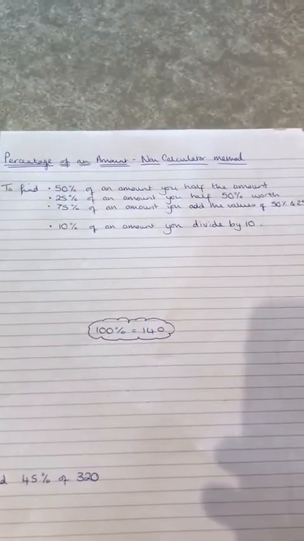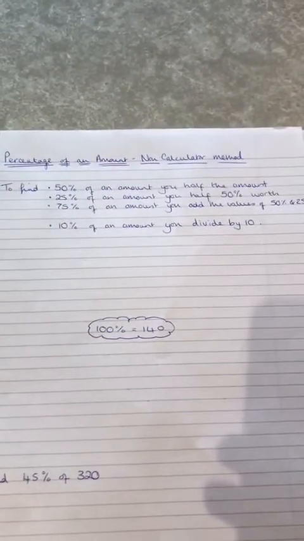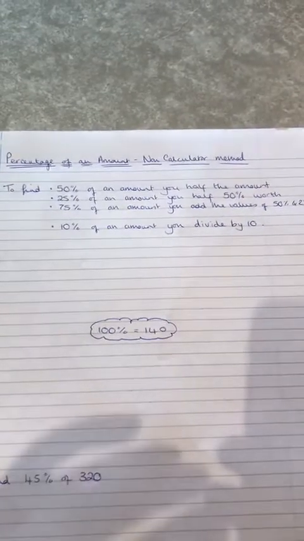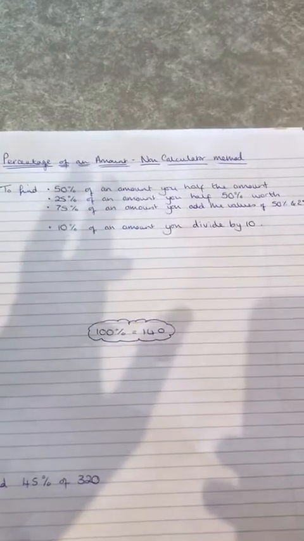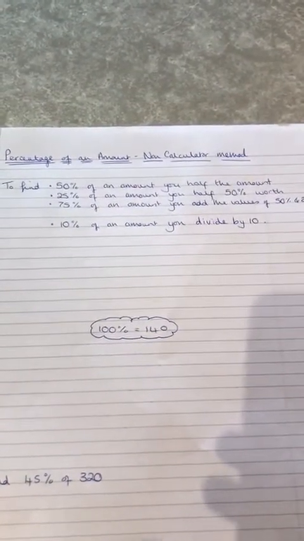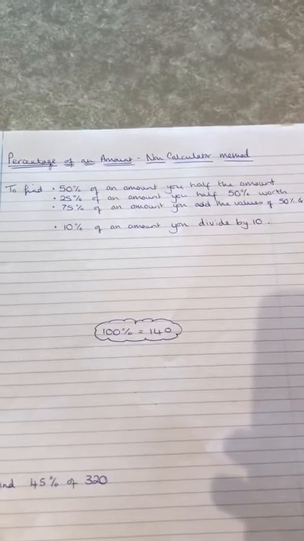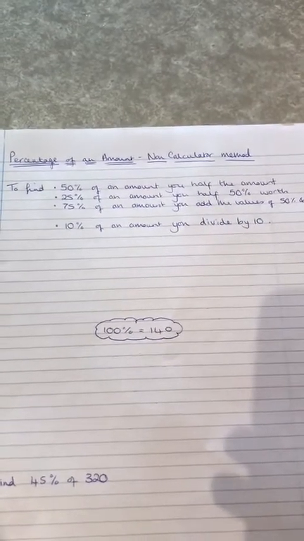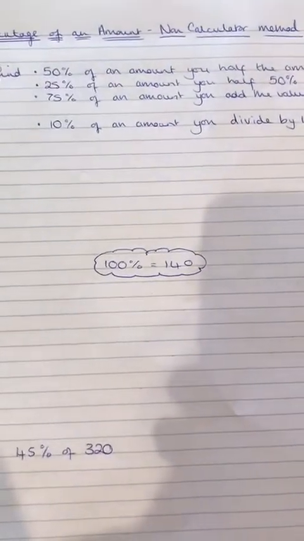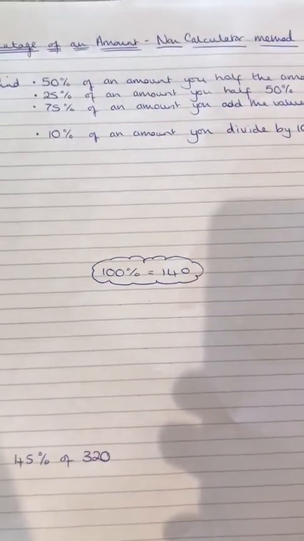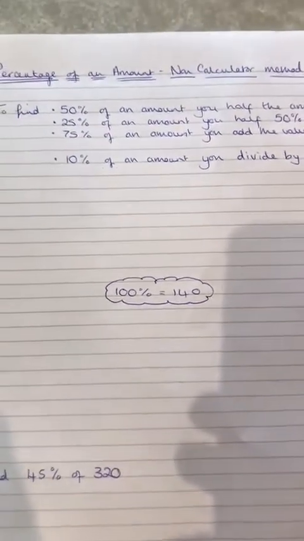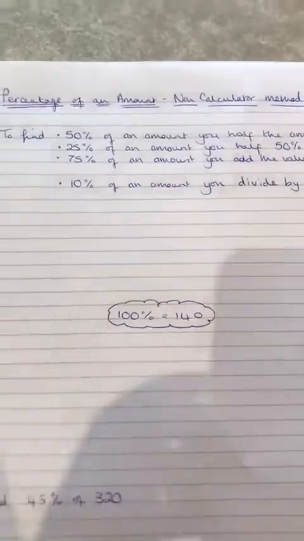Then for all other percentages, a really good percentage to find is 10%, because this is really useful to find 20%, 30%, 5%, and so on. Now to find 10% of an amount, you just divide your amount by 10. So we're going to start with an example here. My amount is going to be 140, and I'm going to show you how to find lots of different percentages based off those four there.